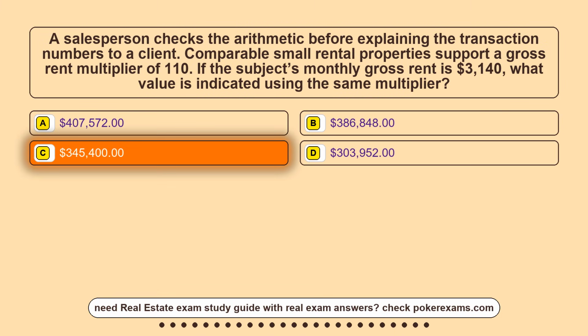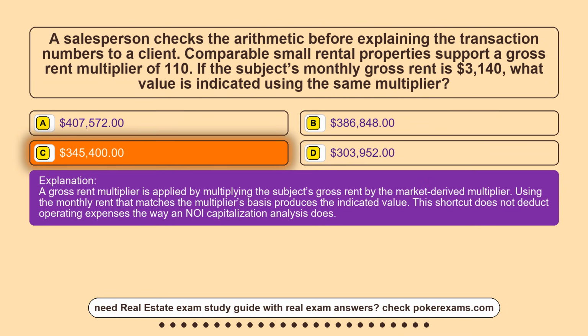$345,400. A gross rent multiplier is applied by multiplying the subject's gross rent by the market-derived multiplier. Using the monthly rent that matches the multiplier's basis produces the indicated value. This shortcut does not deduct operating expenses the way an NOI capitalization analysis does.